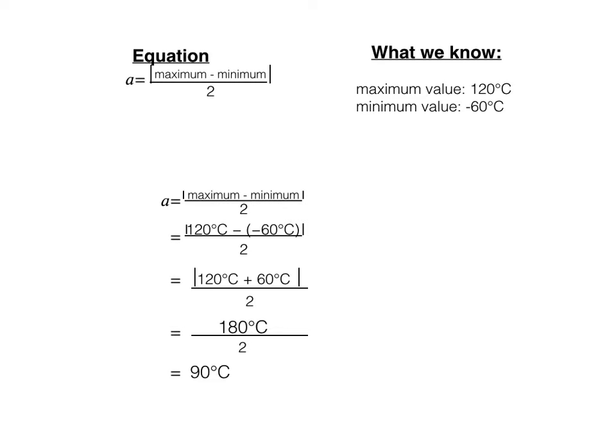We note that the maximum value is 120 degrees Celsius and the minimum value is negative 60 degrees Celsius. So we can add that into the equation. A equals the absolute value of maximum minus minimum divided by 2, which is A equals 120 degrees Celsius minus negative 60 degrees Celsius. A negative and a negative equals a positive. So in the next step, 120 degrees Celsius is added to 60 degrees Celsius and still divided by 2, which equals 180 degrees Celsius divided by 2, which equals 90 degrees Celsius.